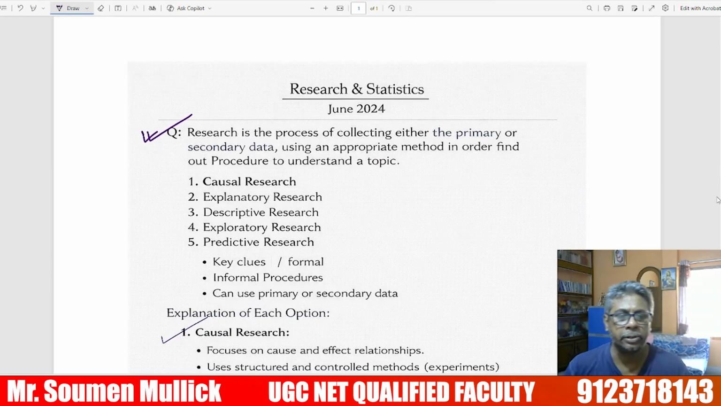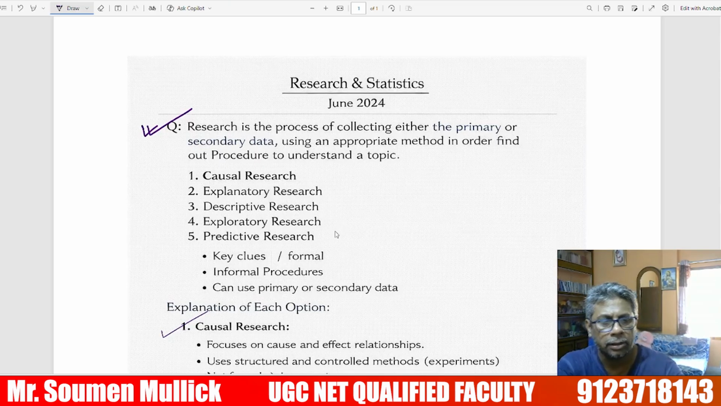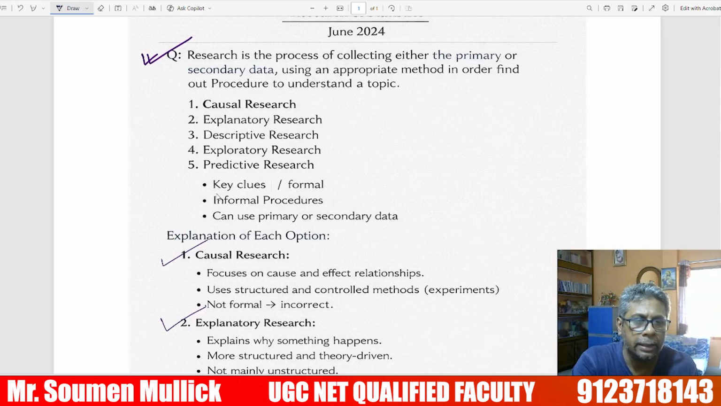The next question is: research is the process of collecting either primary or secondary data using an appropriate method in order to find out procedure to understand the topic. They have given causal research, exploratory research, descriptive research, and predictive research. But the key clue is this is the informal procedure that can use primary or secondary data.